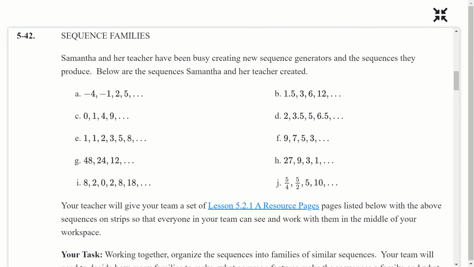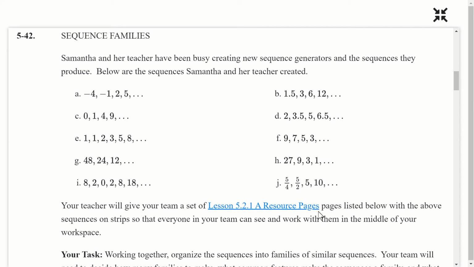In fact, this will go into a second day. But today I'll tell you about where you should stop. But let's start discussing this. So 42. Samantha and her teacher have been busy creating new sequence generators and the sequences they produce. Below are the sequences Samantha and her teacher created. So you can see there's, what is it, 10 of these? 10 of these, and they're labeled A through J.